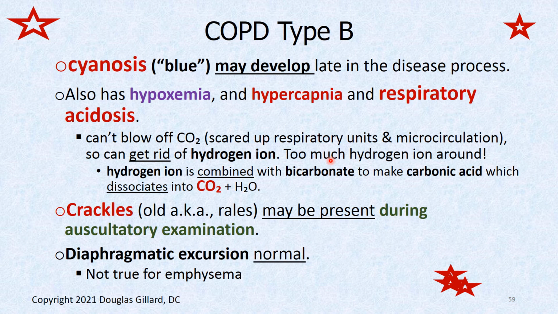If you can't clear your CO2 from the blood, you can't clear your hydrogen ion from your blood. Remember your basic physiology. Blowing off CO2, creating CO2 sucks up hydrogen ion from the red blood cell and from the blood serum itself.